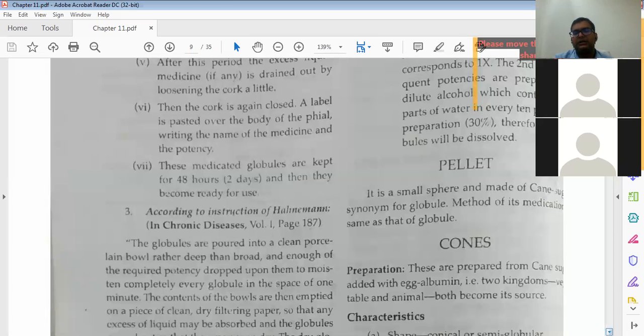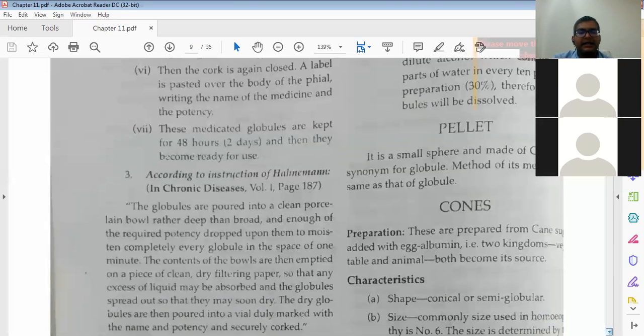3/4 of the vial you fill, 1/4 you keep empty, and you put some amount of water on that. And after that, not water, the medicine Belladonna 30 you keep. If you are making Sac lac or Phytum, at that time you just put the plain Sac lac or Phytum, no water. Otherwise the water will dissolve the globules.